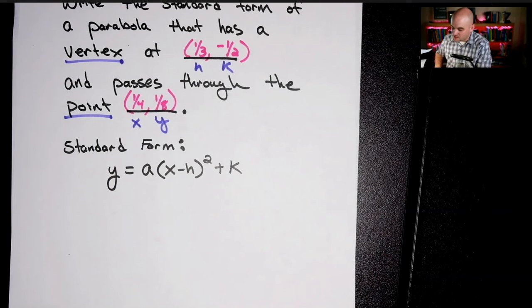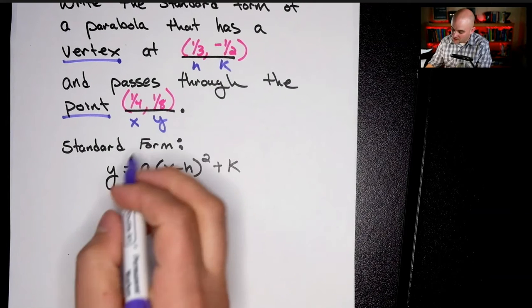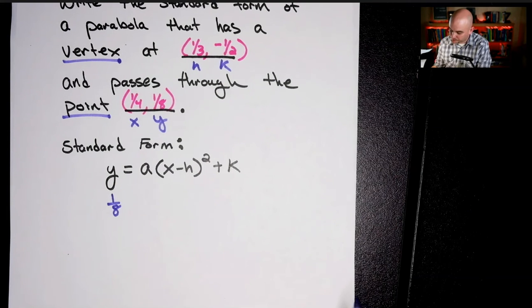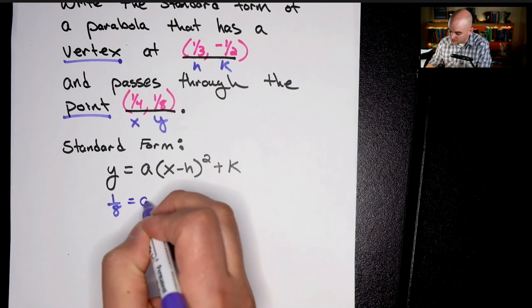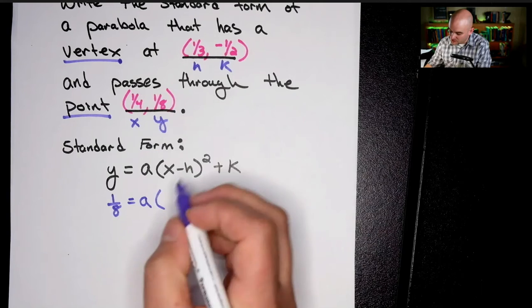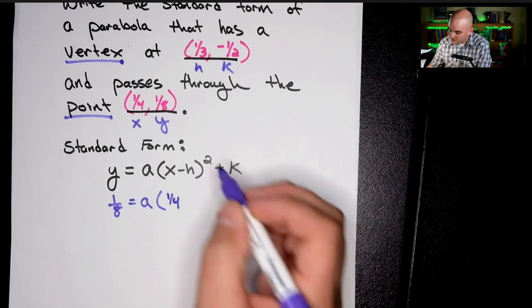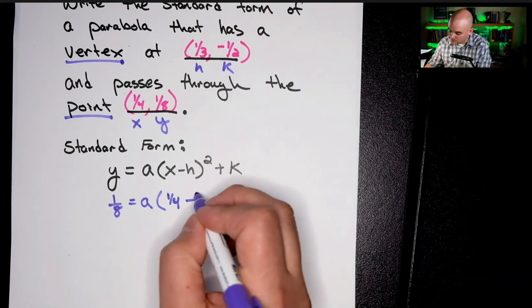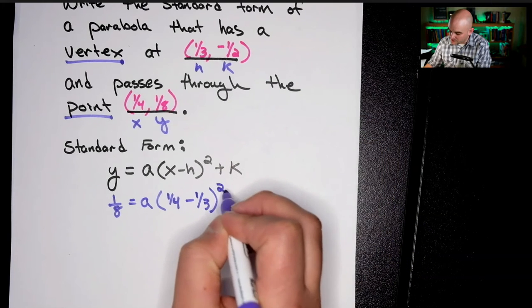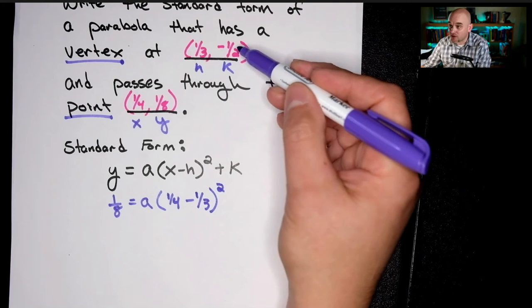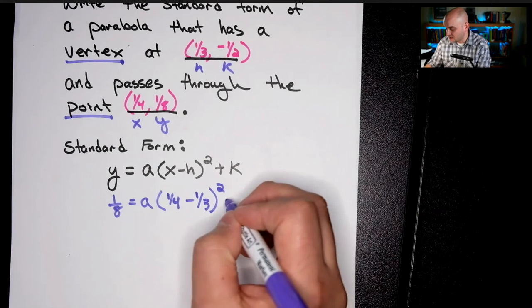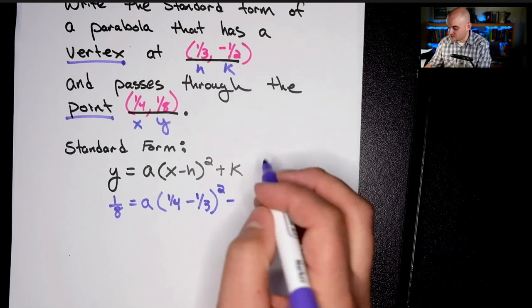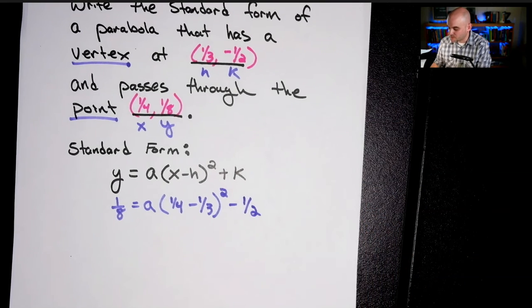And then we're going to substitute in. So my y value is 1/8. The a, of course, we don't know. The x value is 1/4. And then I'm going to subtract from that the h value, which is 1/3. Make sure you square it. And then we're going to add our k value. Once again, this k value is negative. It's not always negative. It just so happens to be in these past two examples.